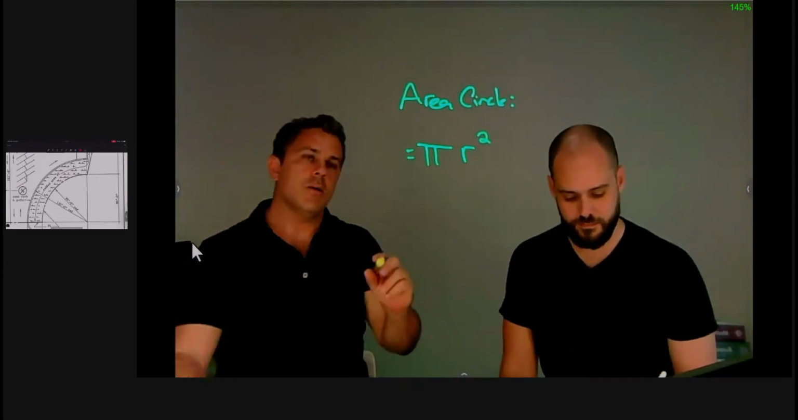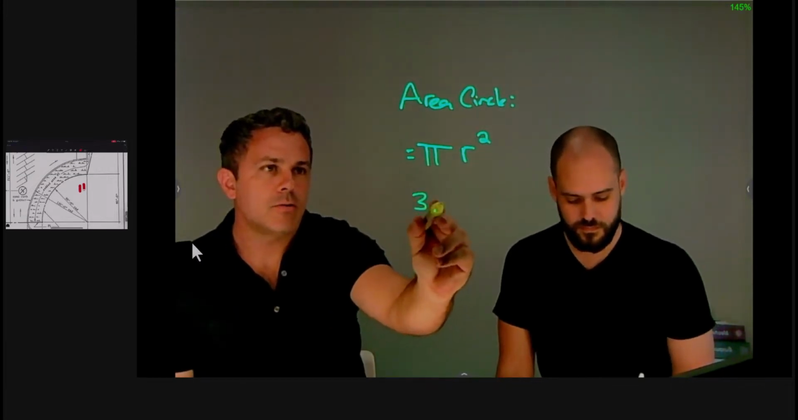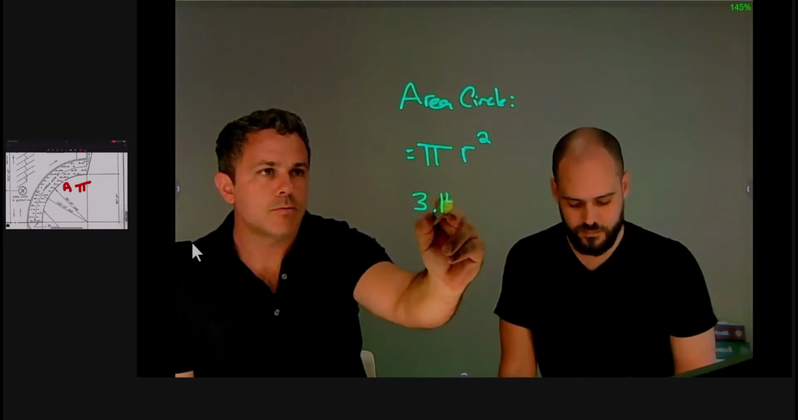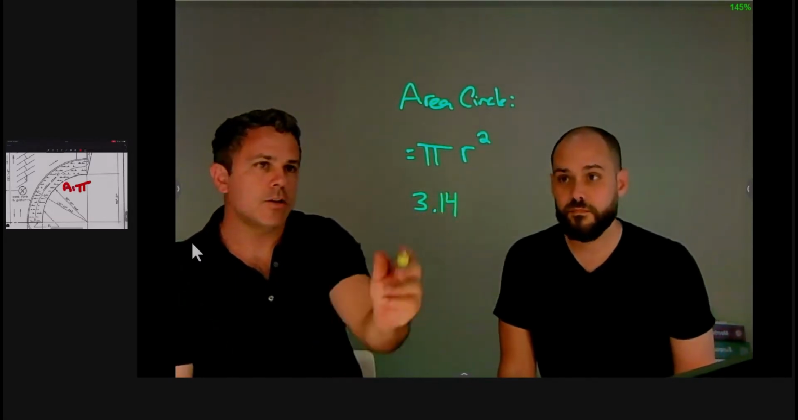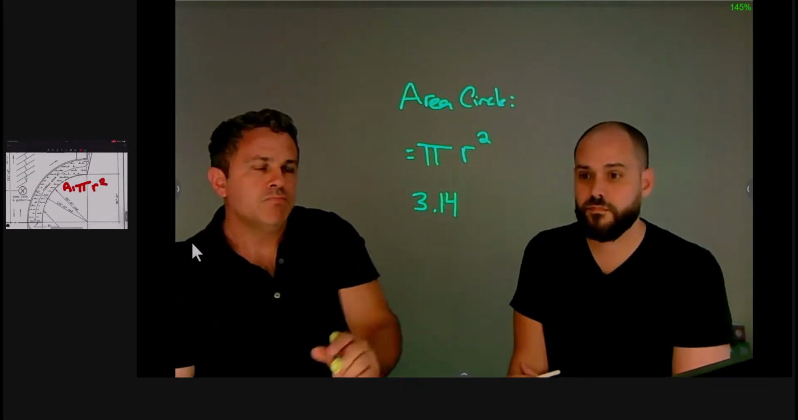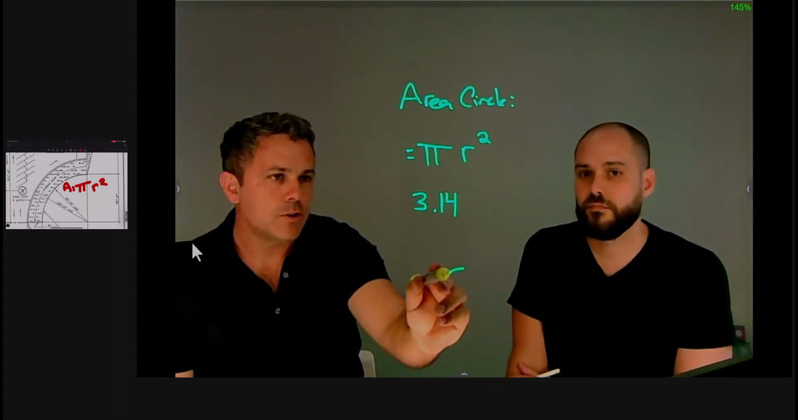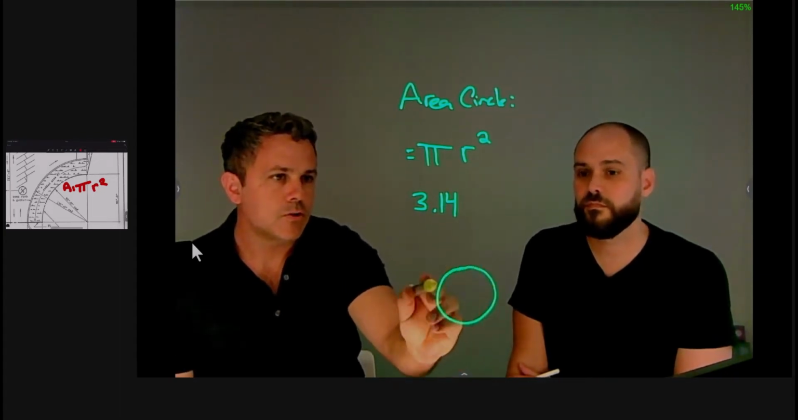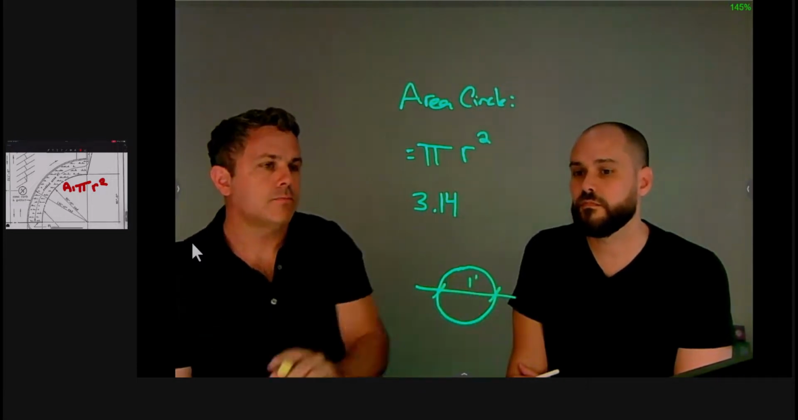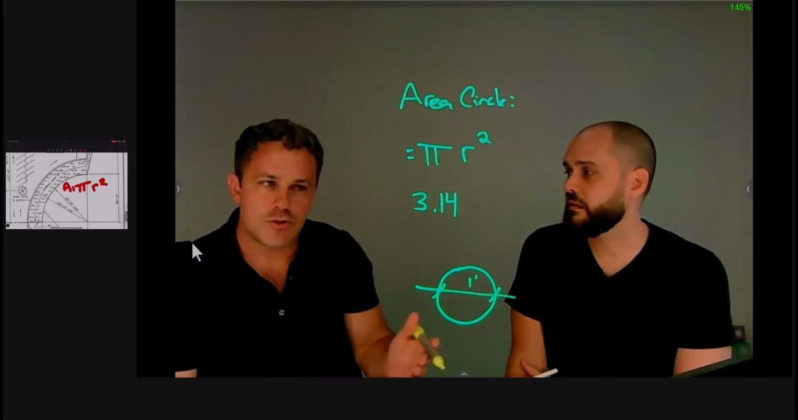Pi, the general value of it, is 3.14. When we use the calculator, you don't need to memorize this. The calculator knows what pi is. And just as an aside, kind of where pi comes from: if I'm dealing with a unit circle, where I have 1 foot, or 1 mile, or 1 inch, any length, one.